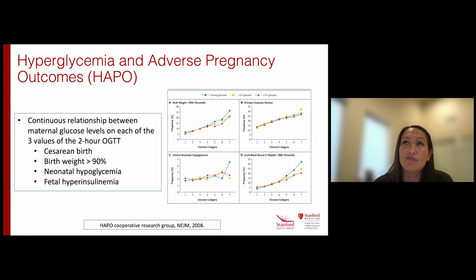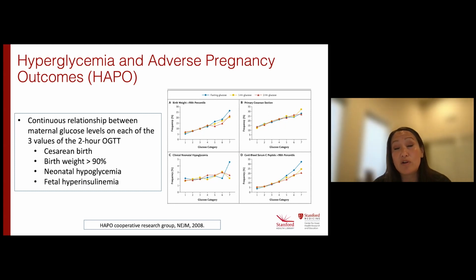And they couldn't necessarily find a cut point, but what they found was that there was a continuous relationship between maternal glucose levels on each of the 3 values of the 2-hour oral glucose tolerance test for things like cesarean birth, birth weight greater than the 90th percentile, neonatal hypoglycemia, and then fetal hyperinsulinemia. And so this is the first trial that really looked at birth outcomes based on the diagnostic modality that was used to diagnose gestational diabetes.